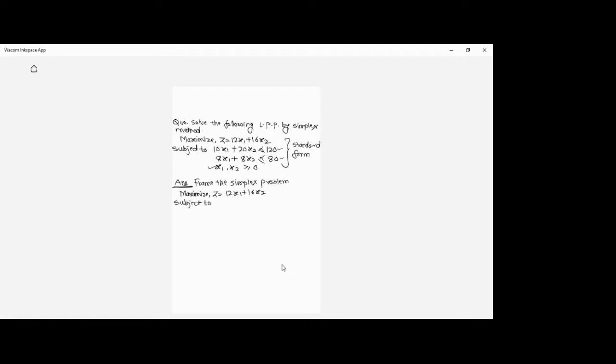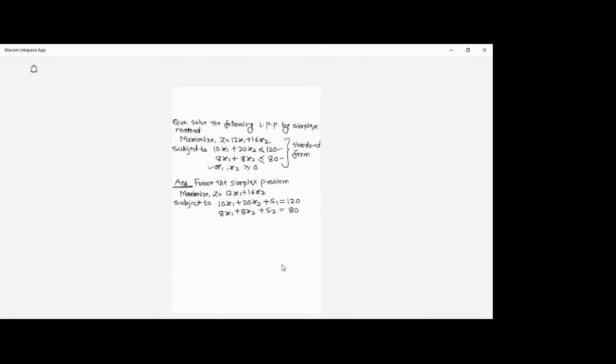Now what I am going to do here is consider the slack variables in the constraints. So it is 10x1 plus 20x2 plus s1. Now that I've considered this slack variable, the inequality sign can go, and now it is equal to 120. Similarly, the other constraint that I have is 8x1 plus 8x2 plus s2 is equal to 80.